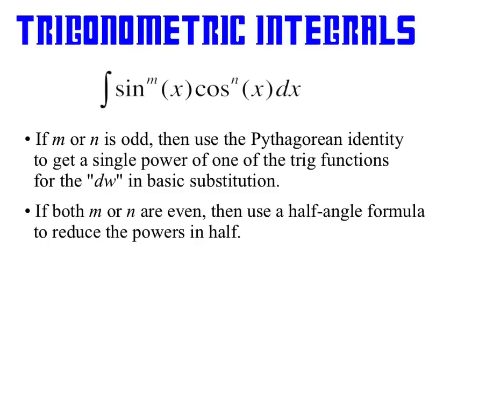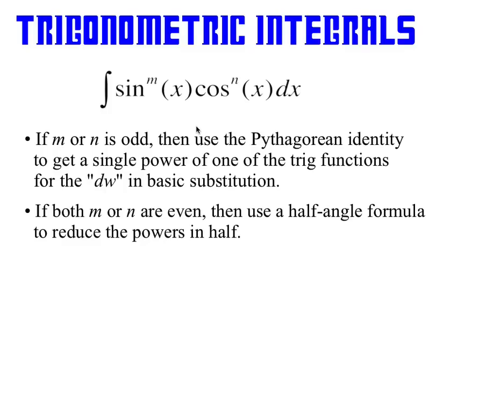Okay, we're going to look at trying to solve these trig integrals. The first set will be of the form the integral of sine to a power times cosine to a power. Could be just sines, could be just cosines, or a mixture here. If we have the powers m and n, if one of them is odd or both of them are odd, we're going to use the Pythagorean identity and get it down to a single power of one of the trig functions and then do a basic substitution.